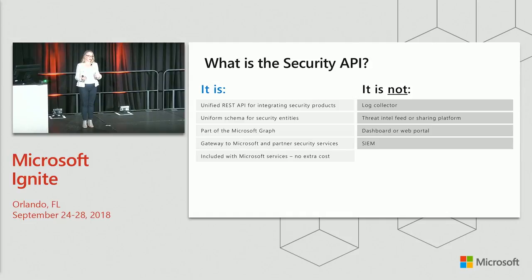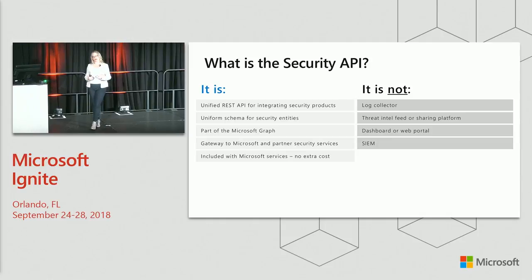It is an API, an integration layer that you can use to build insights from the graph into your own applications. It's not a security information and event management system, and it's not intended to replace one. What it is, is a unified REST API, again, an integration layer, that provides this uniform schema across a variety of different security entities. As we've talked about, it's part of the broader Microsoft Graph. It provides access to not only Microsoft, but third-party services. That's an important distinction from other Microsoft Graph entities.